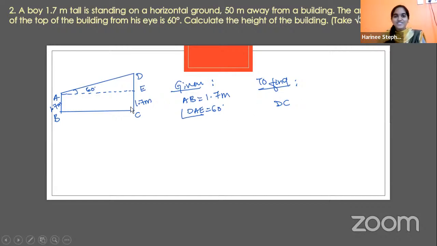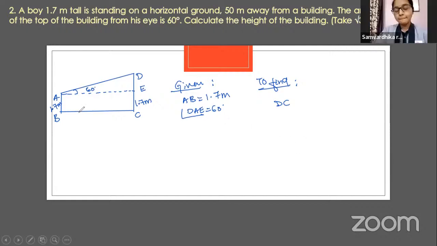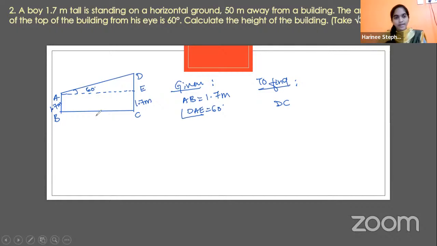And again, here also I forgot, 50 meter away from the building. So where should that 50 meter come? Which length is 50 meter here? The ground level, ma'am. Can you name the length? BC, ma'am. BC. Very good, done. So if BC is 50 meter, obviously the opposite side AE is also going to be 50 meter.